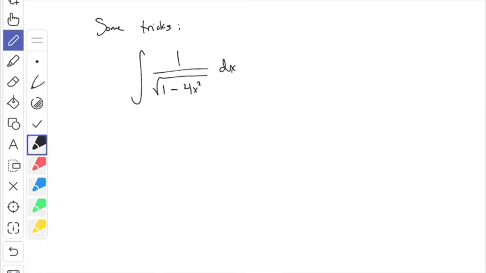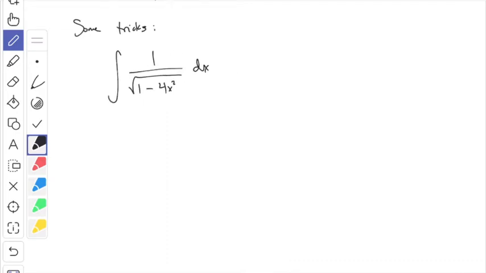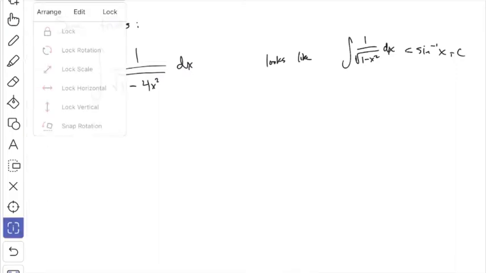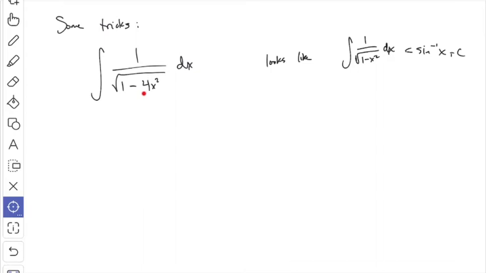Now, when I see this, I immediately think of the inverse sine formula. So this one looks similar to this one, 1 over square root 1 minus x squared dx, right? So when you see this thing on the left side, what should come to your mind is this formula, which equals the inverse sine of x plus c. We would like to do something to kind of make it fit the format that you see over here. And the problem really is this extra 4 there. How are we going to handle that?